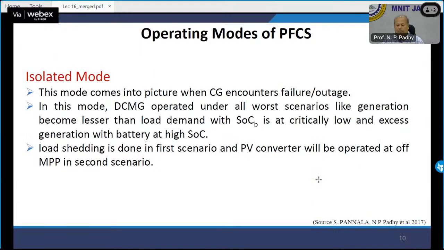Now, in case of islanded or isolated mode, this mode comes into picture when the conventional grid encounters failure or outage. In this mode, the DC microgrid operates under all worst scenarios, like generation becoming lesser than load demand with SOC critically low, and excess generation with battery at high SOC. Load shedding is done in the first scenario, and the PV converter will be operated at off MPP in the second scenario. All right.